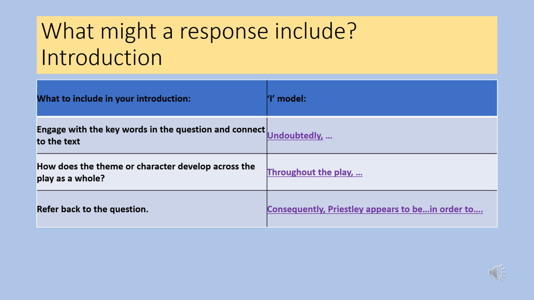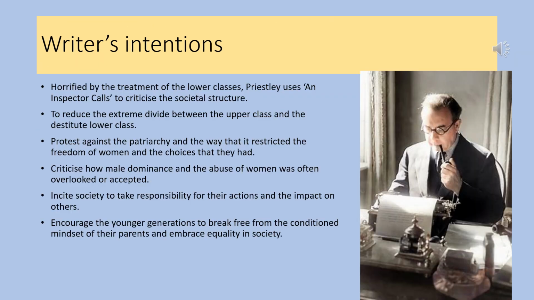And then finally, in your final sentence, you need to refer back to the question and talk about the writer's intentions. Consequently, Priestley appears to be, in order to. Don't forget at the end of your introduction and at the end of every paragraph to refer back to the writer's intentions. You will talk about things like, horrified by the treatment of the lower classes, Priestley uses An Inspector Calls to criticise the societal structure. He might have written An Inspector Calls to reduce the extreme divide between the upper class and the destitute lower class.